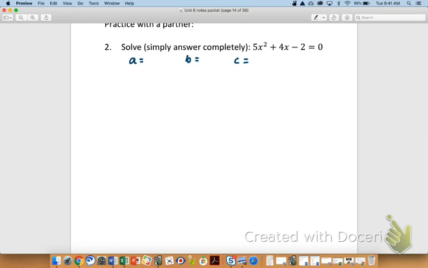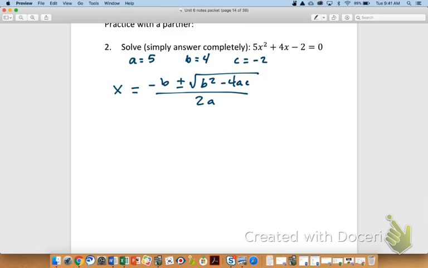So what's the A value? No, just 5. The A value is always just the number. It never includes the variable. What's the B value? 4. And the C? 2. Negative 2. Got to include the sign, so it is negative 2. And the quadratic formula, maybe you hum it. You're like, x equals negative b plus or minus the square root of b squared minus 4ac all over 2a. Maybe you have to hum it or something. Maybe sing in your head, whatever.